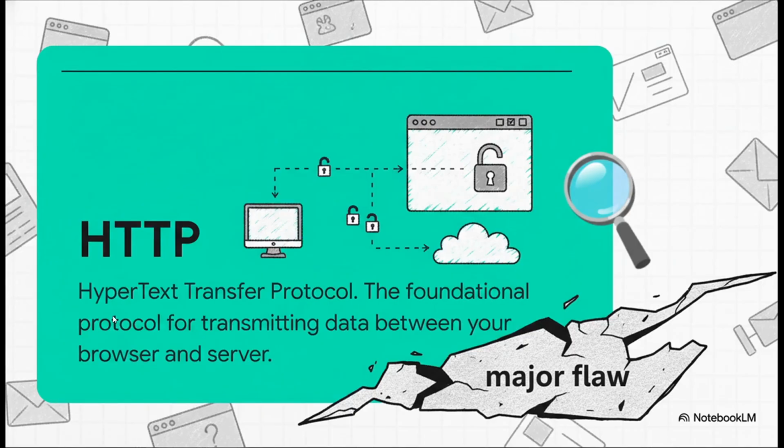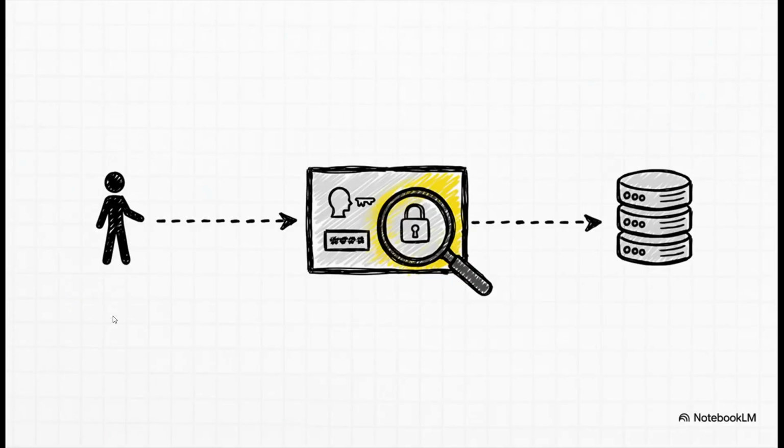But here's the catch. Its biggest vulnerability was built right into its design. It communicated completely out in the open. And that's the core of the problem right there. With HTTP, every single piece of information, your username, your password, that private message you're sending, it all travels across the internet as plain, readable text. Anyone who can get between you and the server can read it like a book.